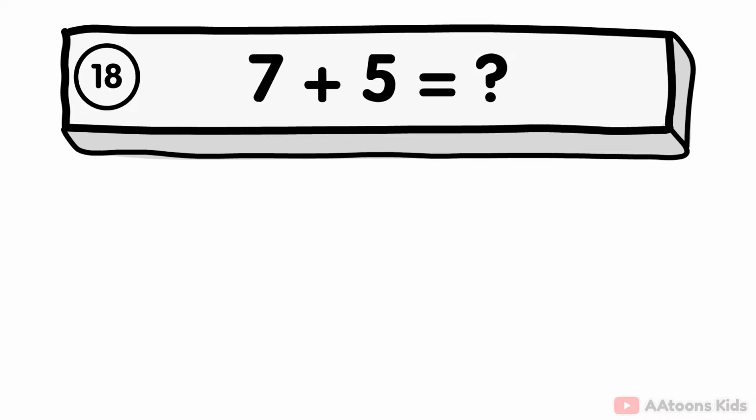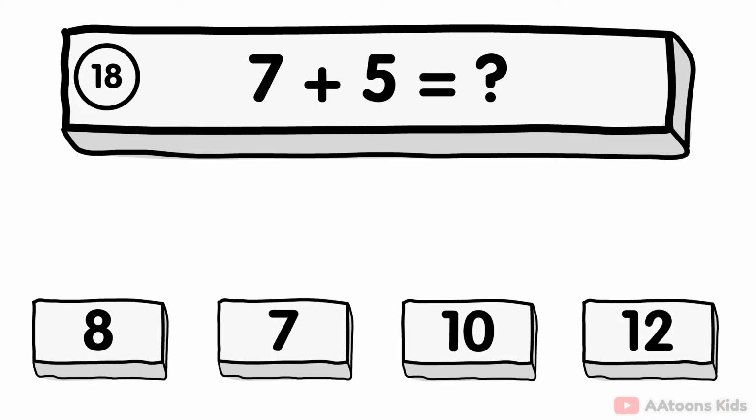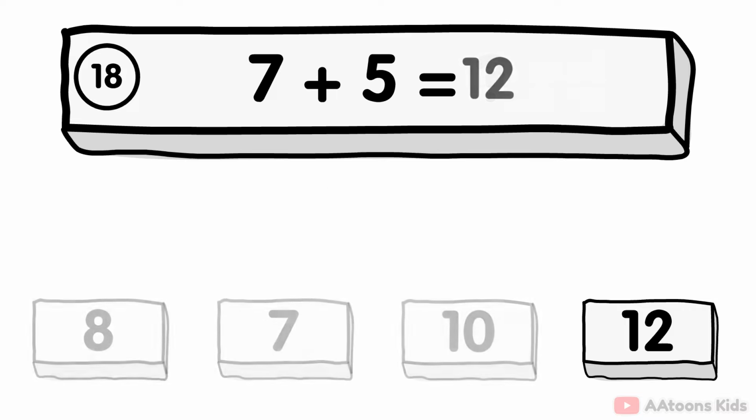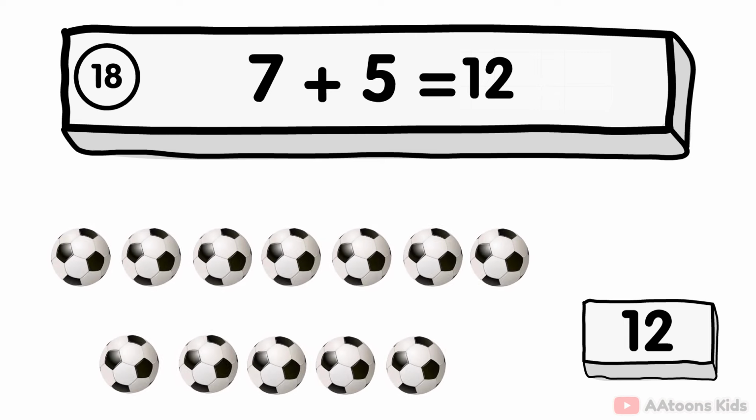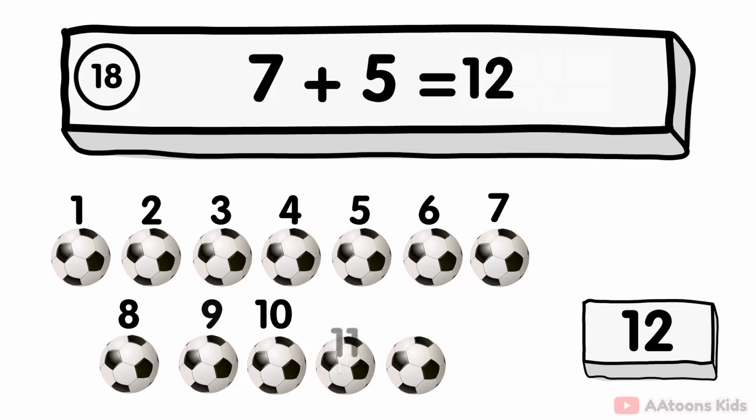7 plus 5 is equal to 12. Let's take 7 balls and 5 balls. Now count together. 1, 2, 3, 4, 5, 6, 7, 8, 9, 10, 11, 12.